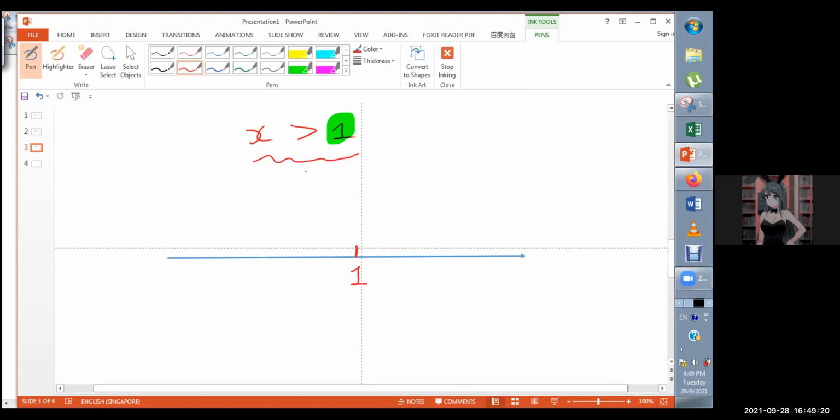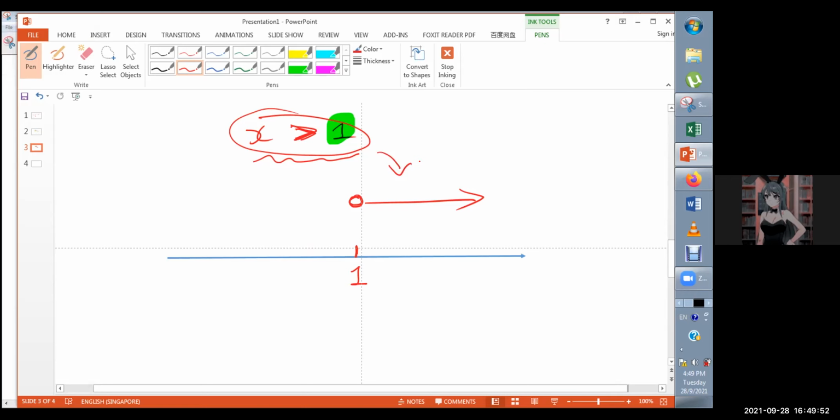Remember, bigger means you write a circle above 1. A circle above 1. And then since it's bigger than 1, it should point to the right side. So that's how you represent x bigger than 1 on a number line.